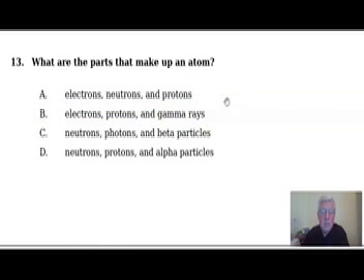Sometimes the best answer is the easiest answer, and 13 is A. Makes up the atom. You could have in parentheses here the nucleus, but it's really not a thing. It's more of an area.